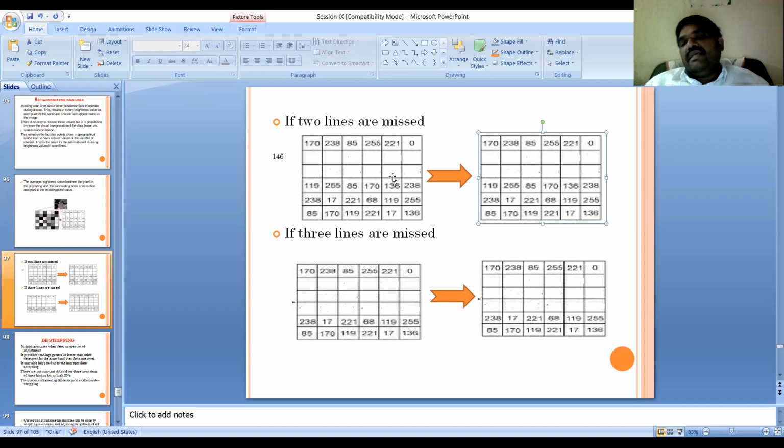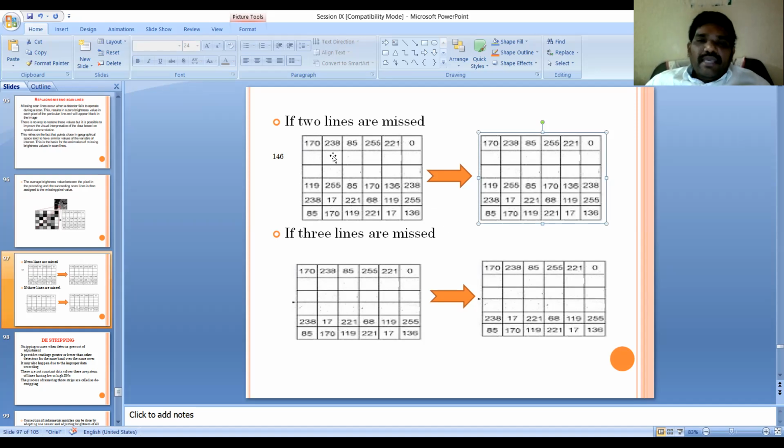If three lines are missed, the first line values are replaced with the previous line values, and the last line values, or third line values, are replaced with the subsequent line values. The middle line values are obtained by adding the first line and third line values and averaging, and whatever value we got will be in the middle, that is, in the second line. This is what we do if 3 lines are missed. If more than 3 lines are missed, there is no way, the process has to be done one more time.